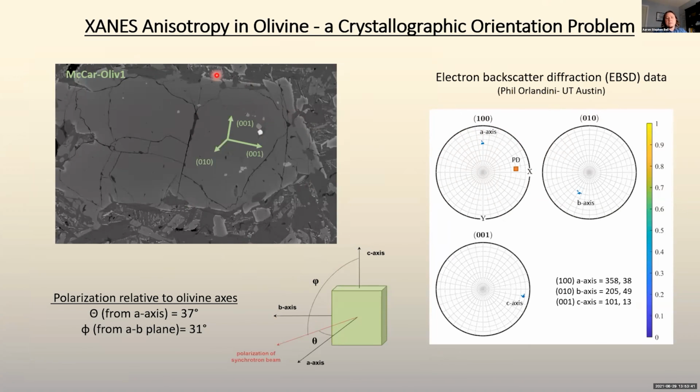So we can actually make electron backscatter diffraction measurements of phenocrysts like this. This is actually the stereographic projection of the axes of this particular olivine. And so this little PD represents the polarization direction of the beam. And so we can actually define these angles. And so we can overcome this problem.